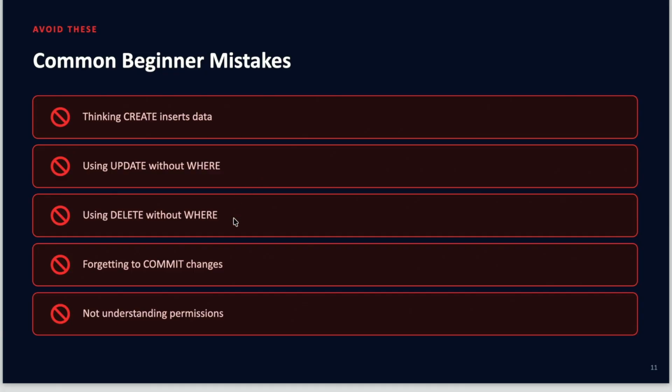Using delete without where: if you use delete without where, all the data in the table will be deleted. Forgetting to commit changes: if you do not commit the changes, it will not be saved in your database, and after some time if rollback happens or there is some failure, then the whole data will be rolled back and deleted. Not understanding permission. It is important to whom you are giving permission. If the user is not required to alter the table, then don't give him permission to alter the table. Give him permission only to read the table.